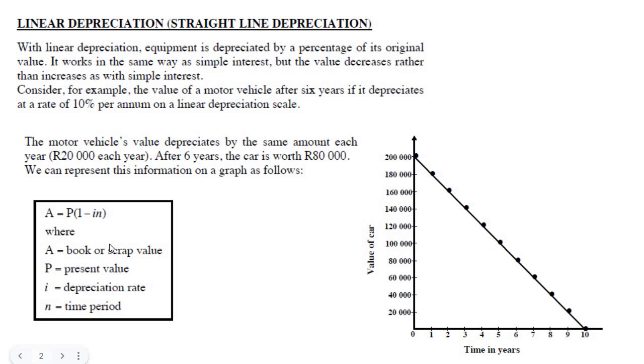Now, there's nothing about monthly depreciation, so when you get to do questions all the way to matric, depreciation and inflation is just by years. That's a good thing to remember. So if we start with 200,000, 6 times 10%, 1 minus, just put it in your calculator, you get 80,000. That's linear depreciation.